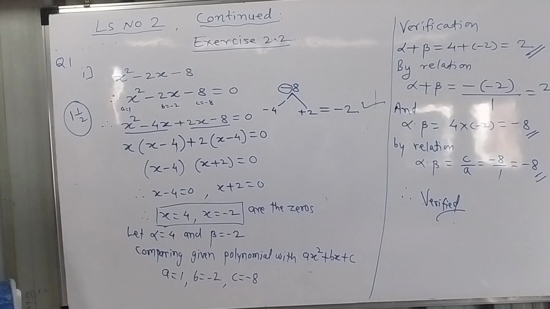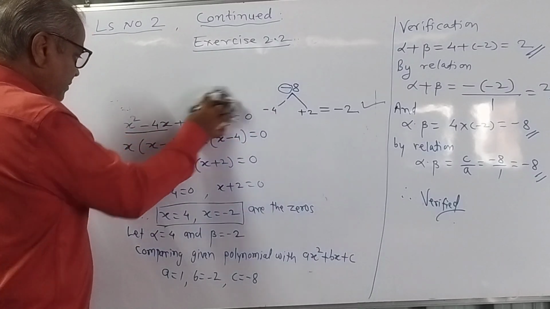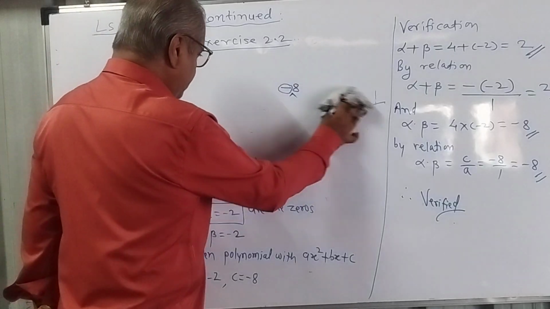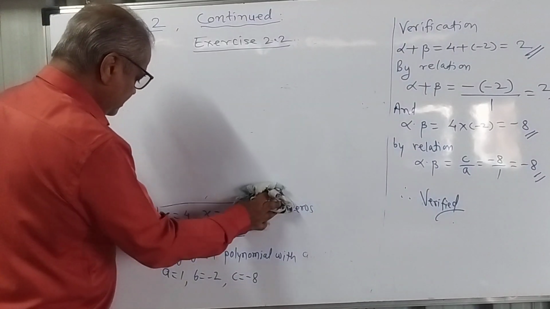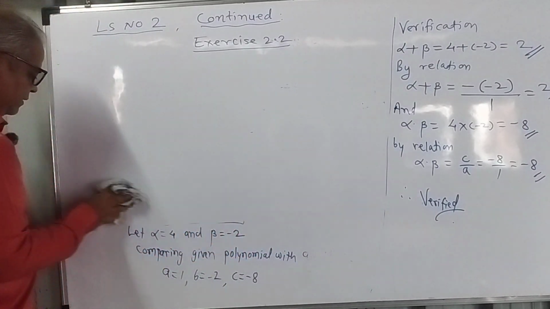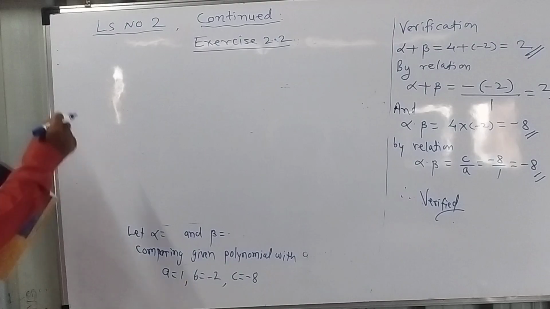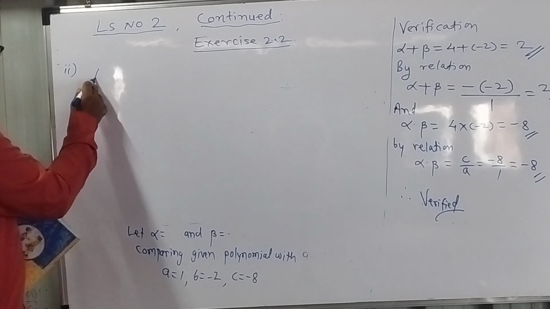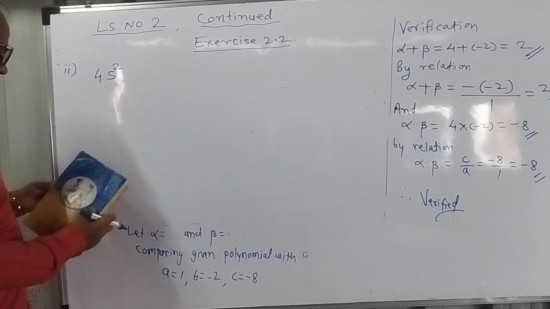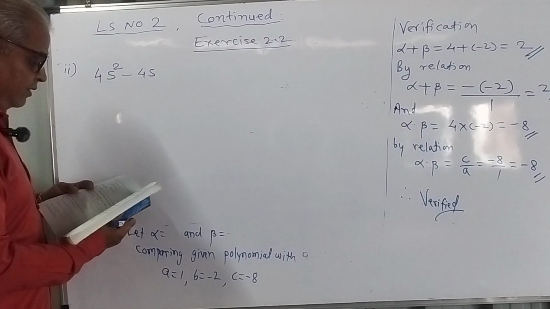We will solve question number 2, sub question 2. 4s square, variable is s. 4s square minus 4s plus 1.